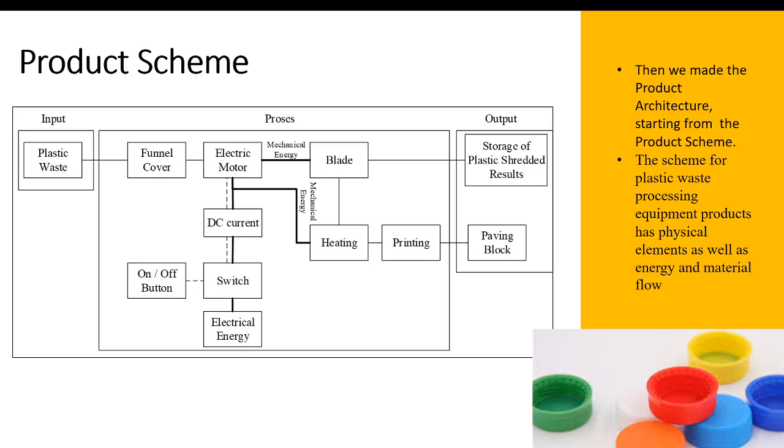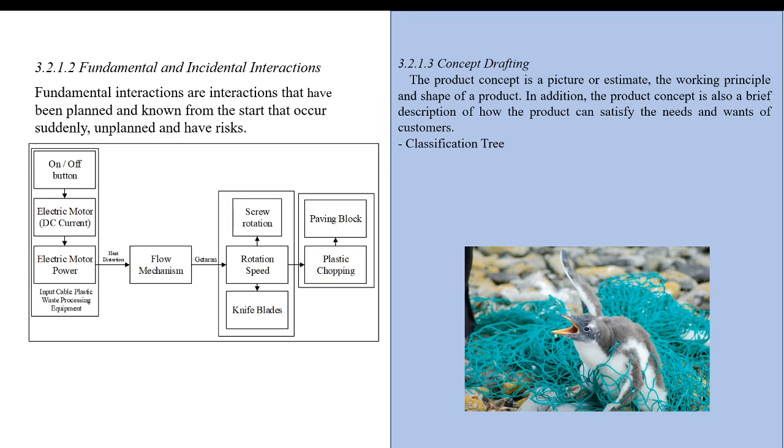From this product scheme, we make the product architecture. This is the fundamental and incidental interaction. Fundamental interactions are interactions that have been planned and known from the start. Incidental interactions occur suddenly, unplanned, and have risk.